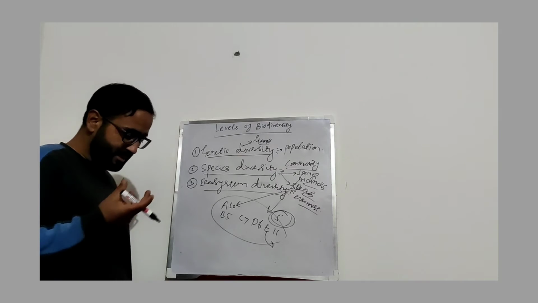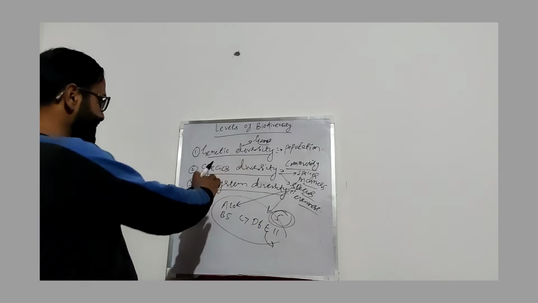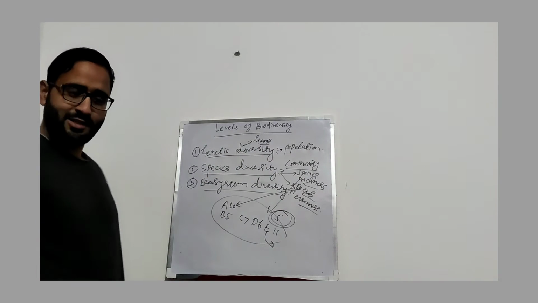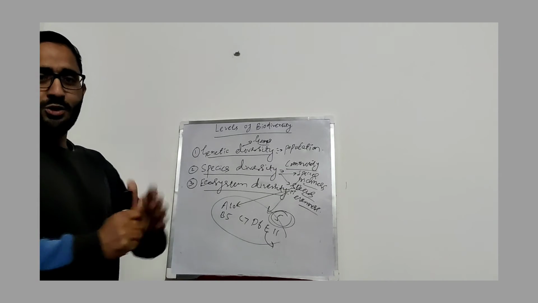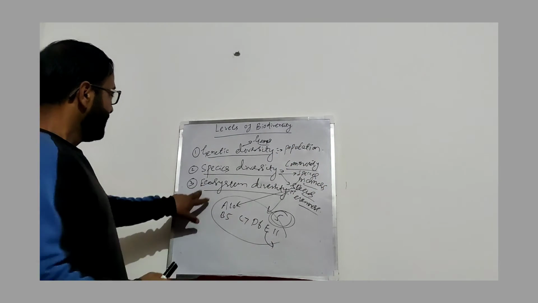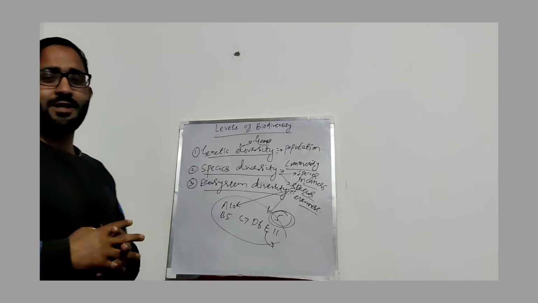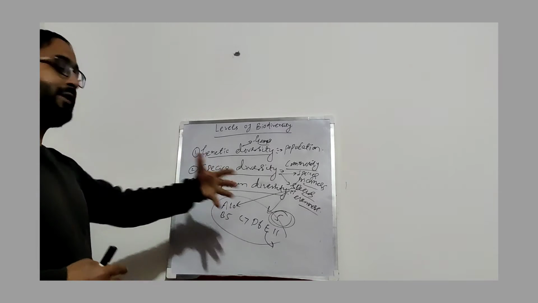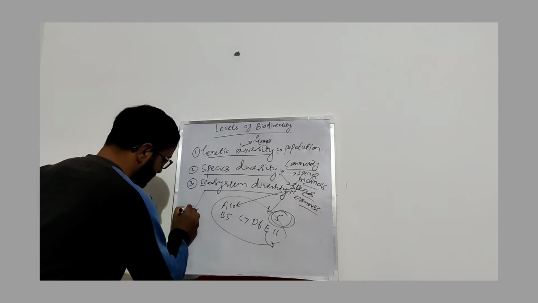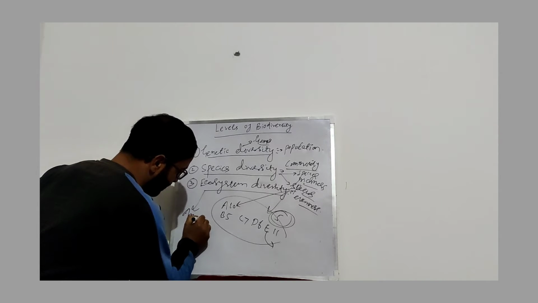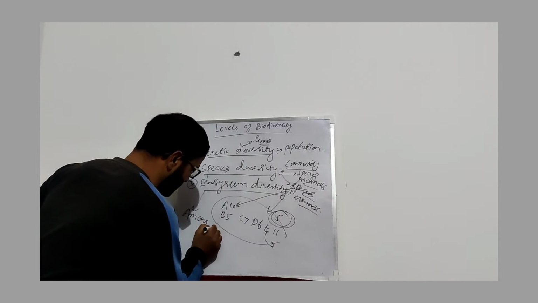Ecosystem diversity tells us about the variations or differences which are present among the ecosystems. It's like this: species diversity was telling us about the differences or variations present among different species. This ecosystem diversity is telling us about the variations or differences present among different ecosystems.